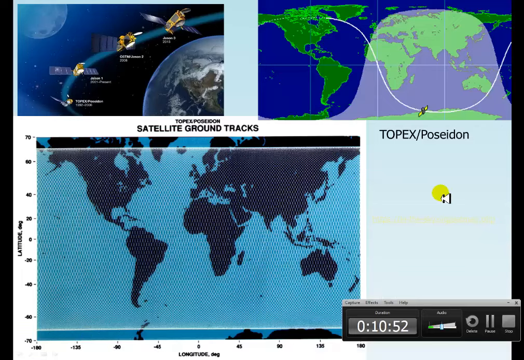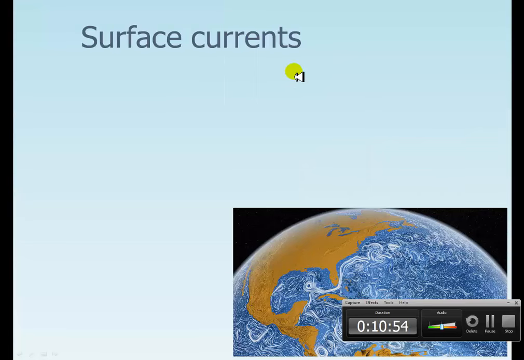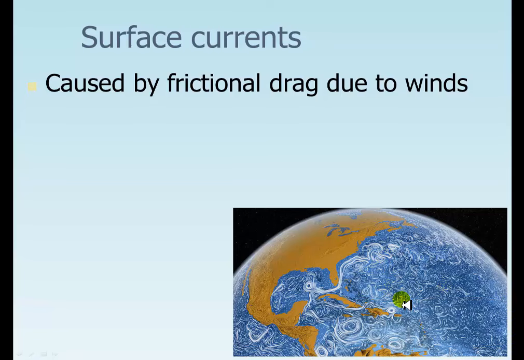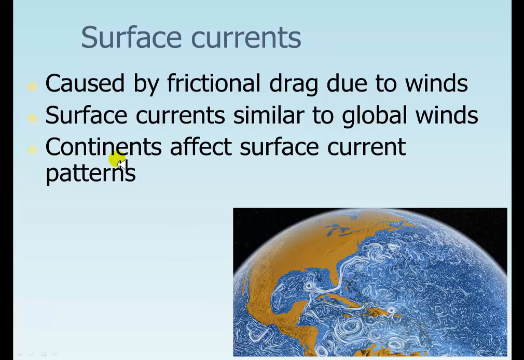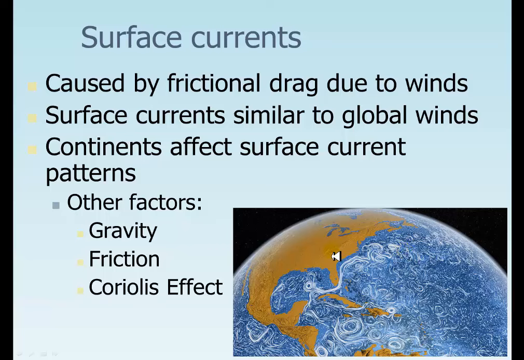Okay, so surface currents are caused by friction and drag of wind. That Earth null school that I showed you looks like this. You can see there's the Gulf Stream, there's all the countercurrents we were talking about, and we'll talk about those later on. Surface currents are similar to the global wind pattern. This is where continents actually affect the water, where it doesn't affect the wind as much. And other factors: gravity, which is pulling down the water, friction, water against other water, and maybe against the wind, and the Coriolis Effect, moving things to the right in the northern hemisphere, clockwise.